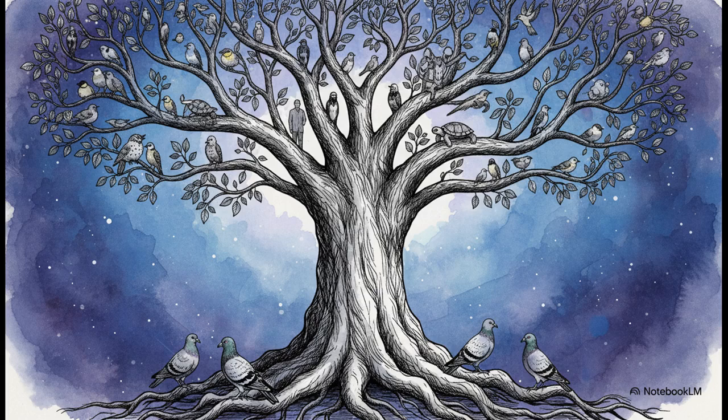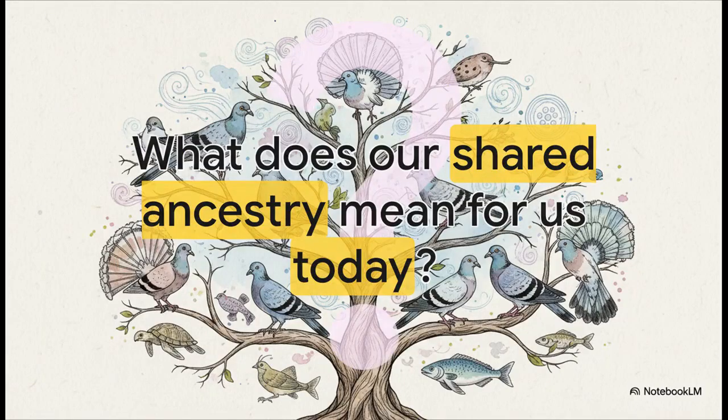It's an idea that started with simple observations of pigeons, but its conclusion was powerful enough to completely reframe humanity's place in the universe. We weren't separate from nature. We were an inextricable part of it. And that leaves us with one final big question to think about. If Darwin was right, and we are all part of one grand unfolding story, what does our shared ancestry mean for how we treat each other and all the other life on our planet today?